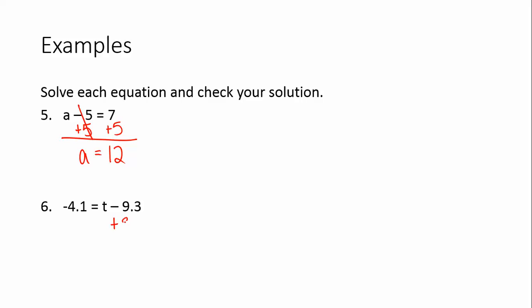We want to add 9.3 to the other side. Negative 4.1 plus 9.3. You actually subtract those two numbers. We get 5.2, and our answer will be positive since 9.3 is bigger than 4.1. Remember, that goes back to your rules for adding and subtracting.